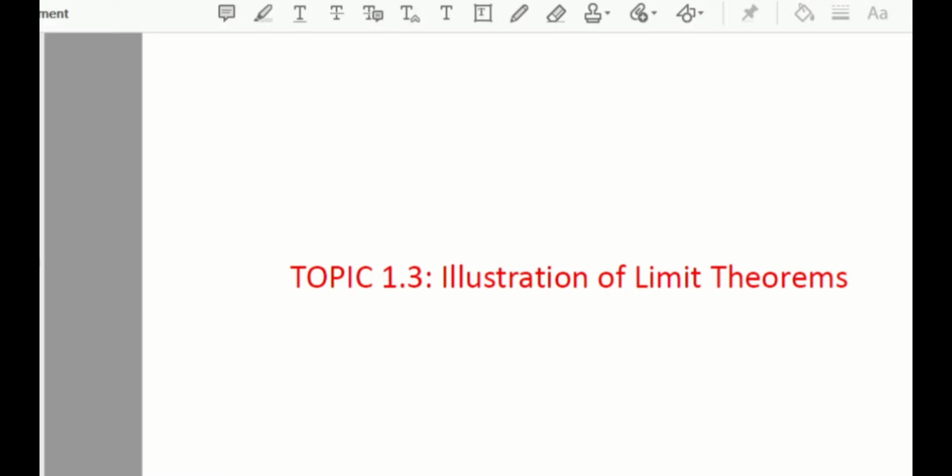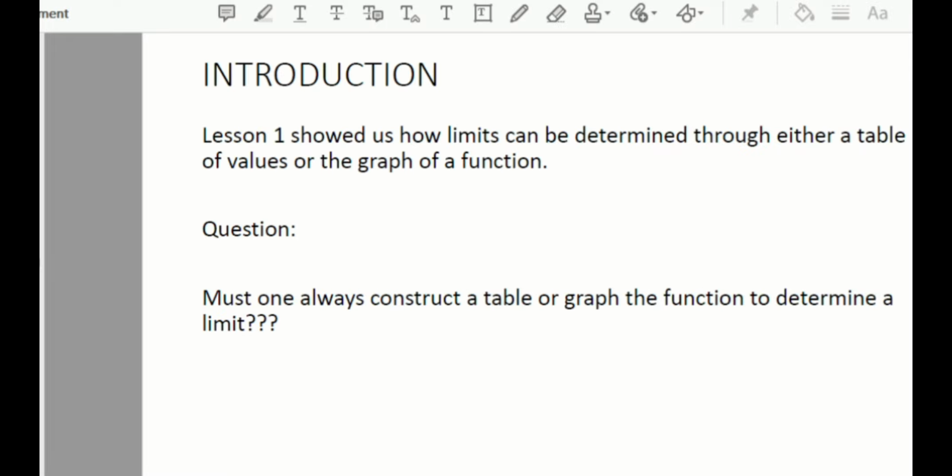Now, good day. We'll discuss the illustration of limit theorems. So, in short, we'll be discussing the limit theorems. In lesson 1, we showed that limits can be determined through either a table of values or based on the graph of a function.